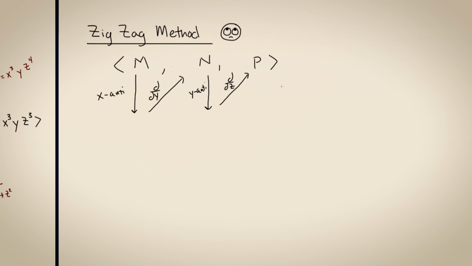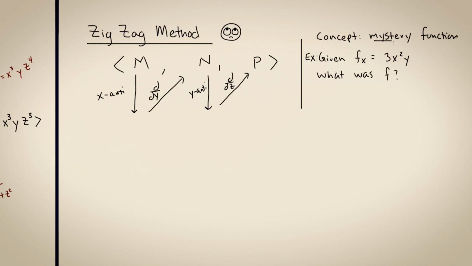That involves starting with one of the coordinates. I'm going to choose x in this case, and doing a series of antiderivatives and then partial derivatives, and then antiderivatives and then partial derivatives, and comparing what you get at each stage to what you know the answer is supposed to be. Usually when you take antiderivatives, you have to put an arbitrary constant on the end.